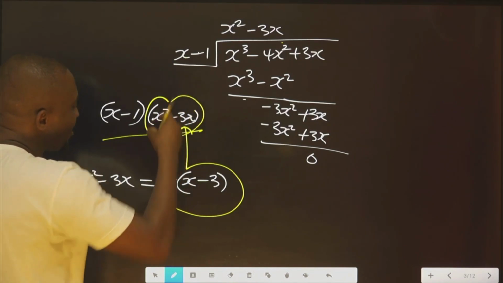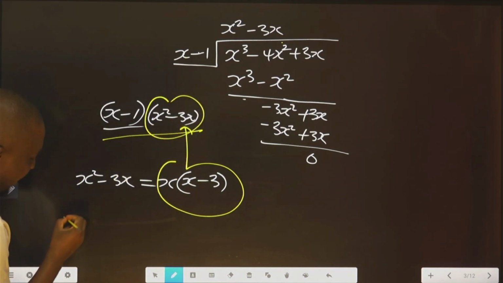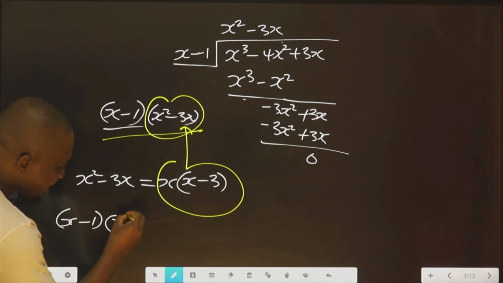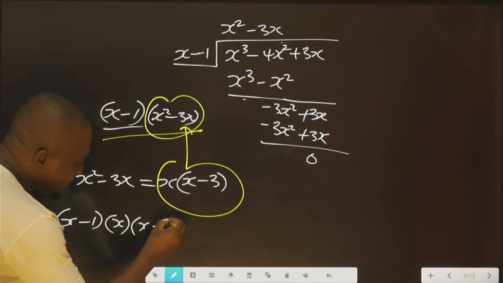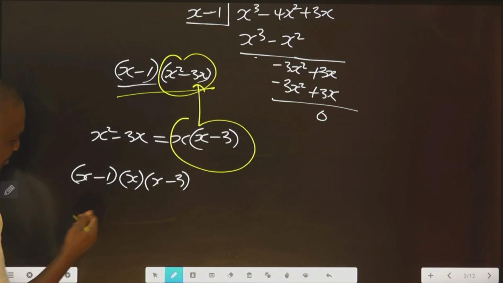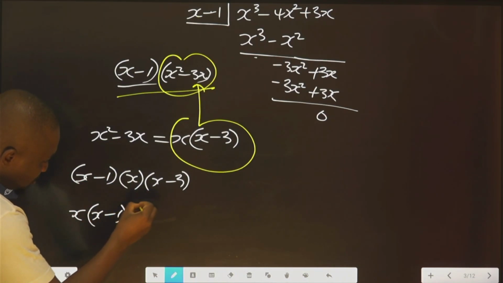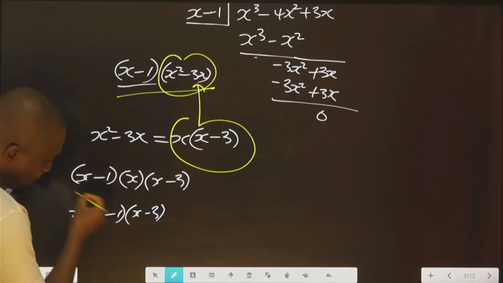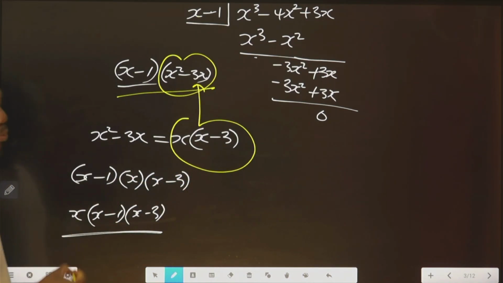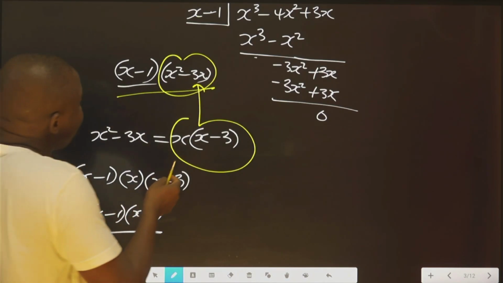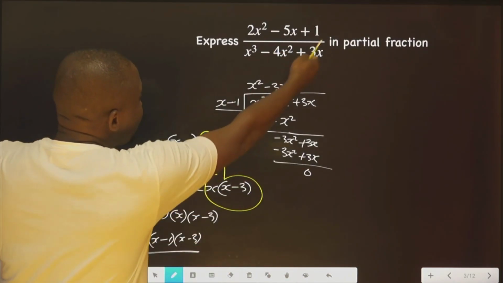Meaning finally we're going to put this down, s minus 1, and this s, s minus 3. You can't write it like this. You have to write this s first. Then we write s minus 1. Write this. Although you can leave it like this, but this is more professional. So this now is the factorization of this denominator.